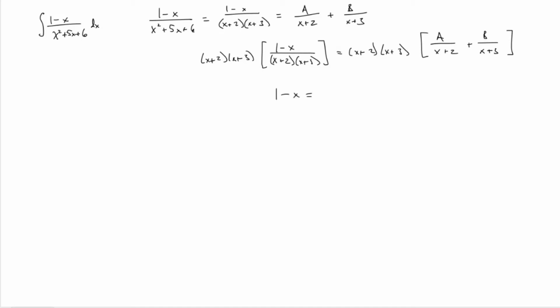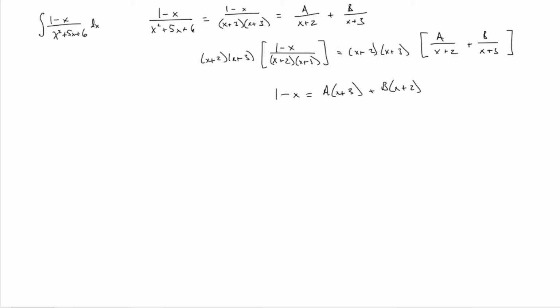So if you do the algebra carefully, then you'll come up with the right answer. What happens here is that on the left, the denominator x plus 2 times x plus 3 cancels with the x plus 2 times x plus 3, and we're just left with 1 minus x. On the right, we have to distribute. x plus 2 times x plus 3 times a over x plus 2: the x plus 2's cancel, and you get a times x plus 3. Similarly, when you multiply x plus 2 times x plus 3 times b over x plus 3, the x plus 3's cancel, and you get b times x plus 2.